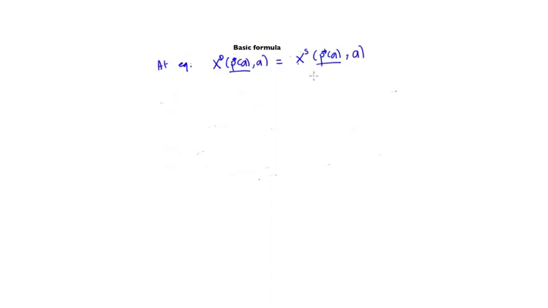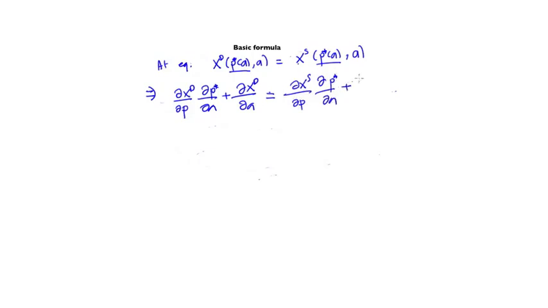Now, what we can do is take the derivative on both sides of the equation to get the following. So this implies that the derivative of xd with respect to P times the derivative of P star with respect to A plus the derivative of xd with respect to A, we have to derive it with respect to both things because there are two variables, is going to be equal to the derivative of xs, the quantity supplied, with respect to P times the derivative of P star with respect to A by the chain rule, plus again the derivative of xs, the quantity supplied, with respect to A.